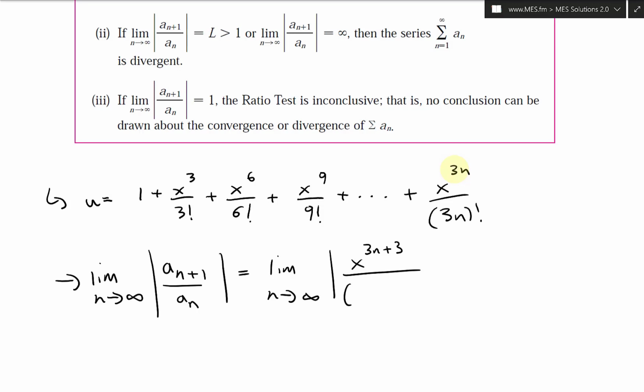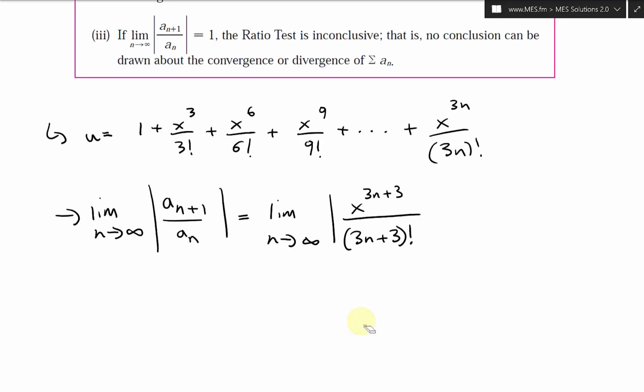3 times n plus 1 is just 3n plus 3 factorial. So that's this. And then we're going to be dividing by, in other words, we're going to have this on the opposite side. So we're going to divide by a_n. All right, let's just write this here. And then the a_n will be at the bottom. This is just x to the 3n, and then divided by 3n factorial. All right, just put an absolute value sign there.